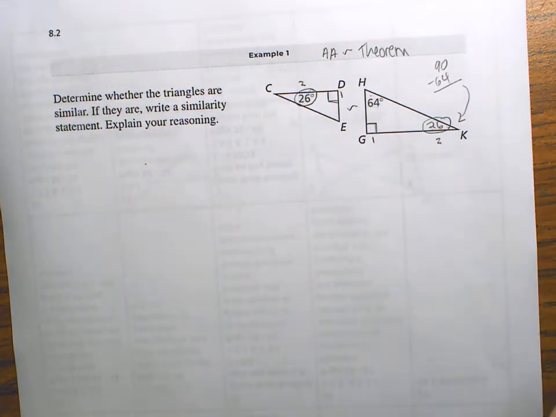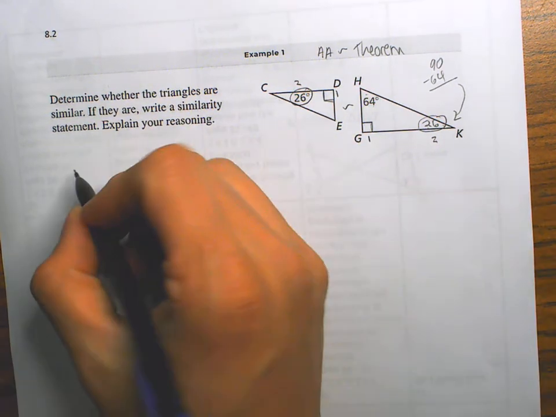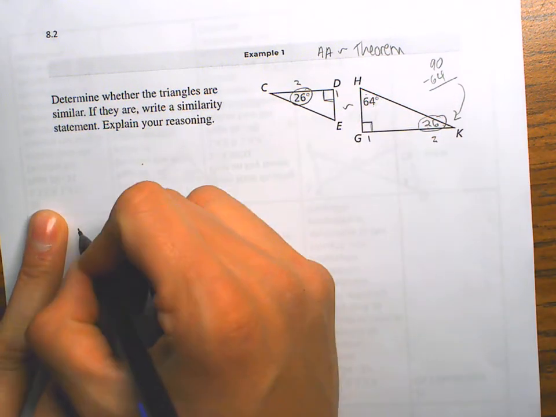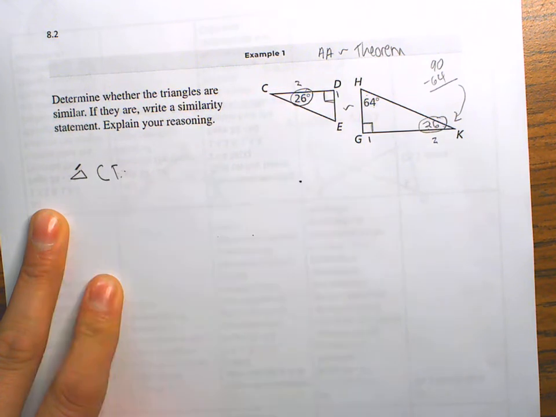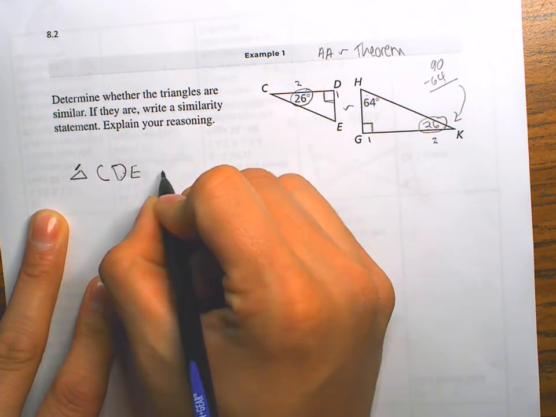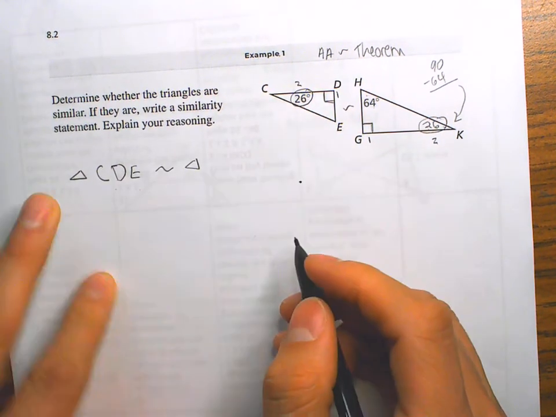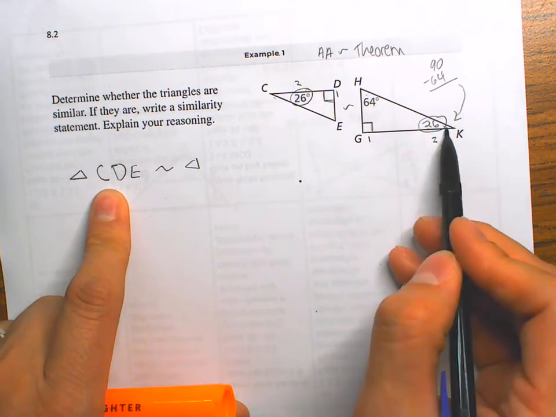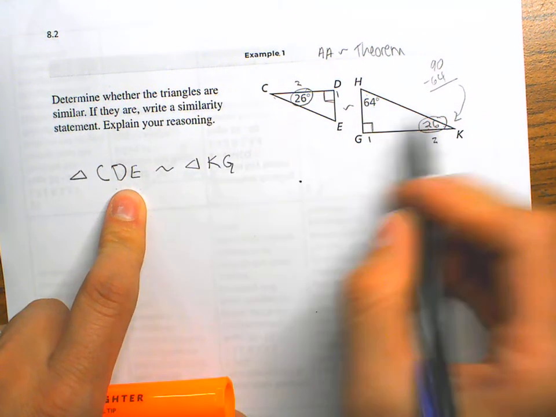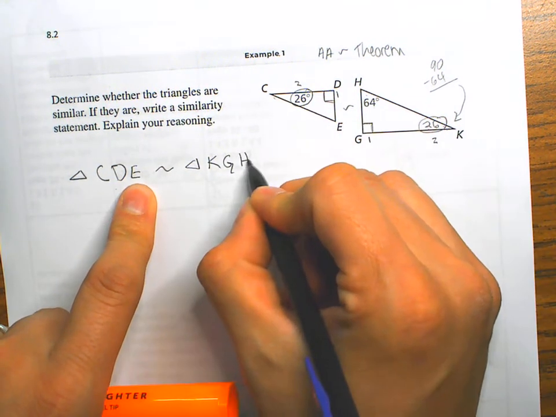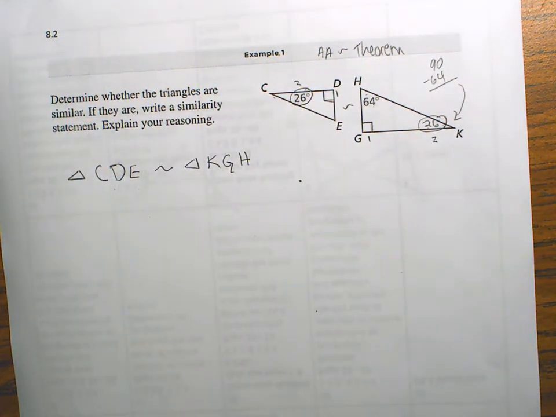Now, which one's the pre-image, which one's the image? If it doesn't tell you, it doesn't really matter what order you put it. But let's go ahead and write a similarity statement. So let's start off with a triangle on the left-hand side. Triangle CDE. Now, similarity statement, all it is that. Okay, CDE similar to, now C is going to correspond to K, D corresponds to G, and E corresponds to H. Hence now, this is my similarity statement.